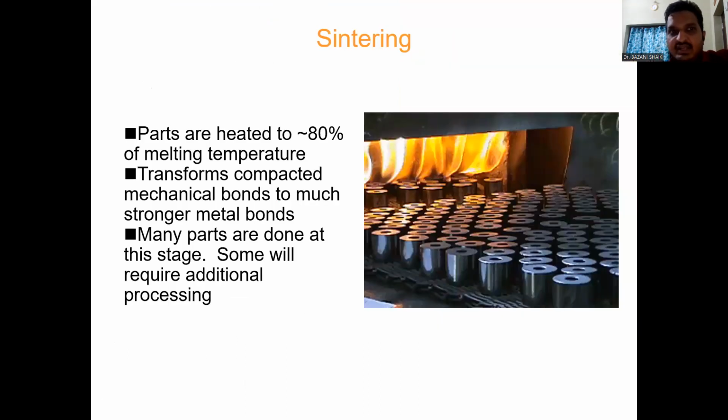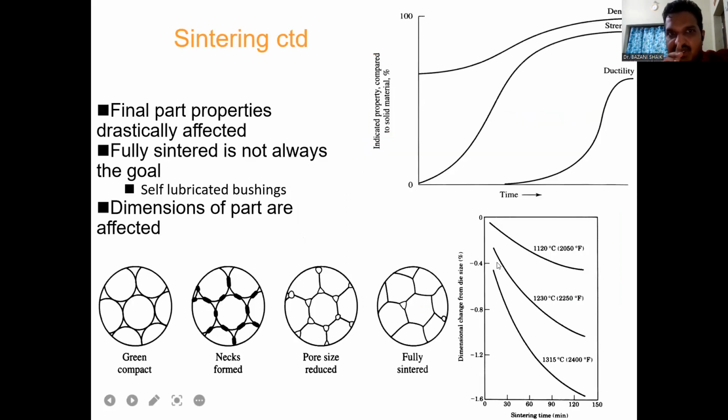And coming to sintering or heating, we already know that parts are heated to 80% of the melting temperature. It transforms the compacted mechanical bonds into much stronger metal bonds. Many parts at this stage will require additional processing. You can observe how heating takes place and how the manufactured product will be finished. These are the sintering conditions with respect to density, strength, ductility. Finally, the parts are drastically affected.